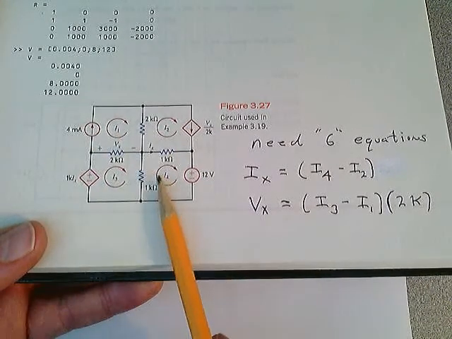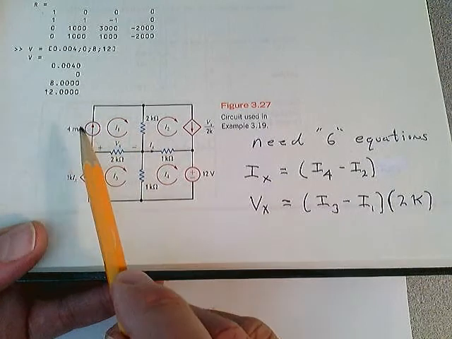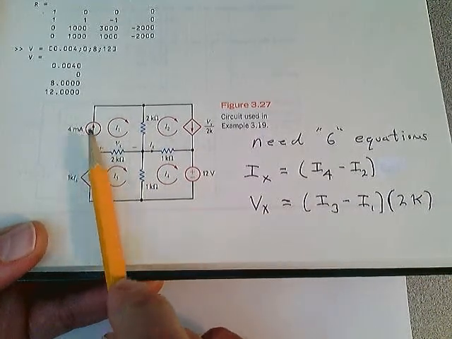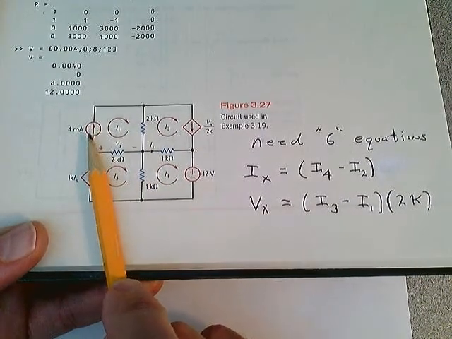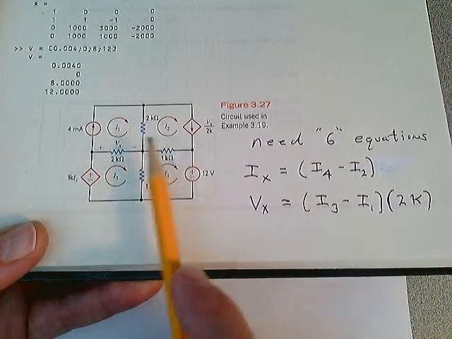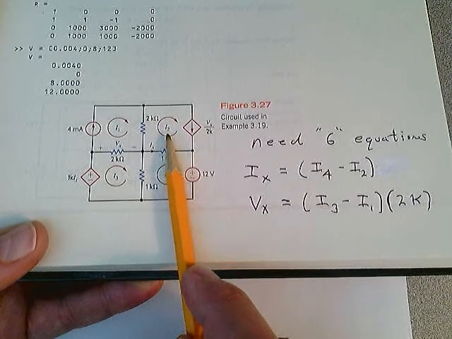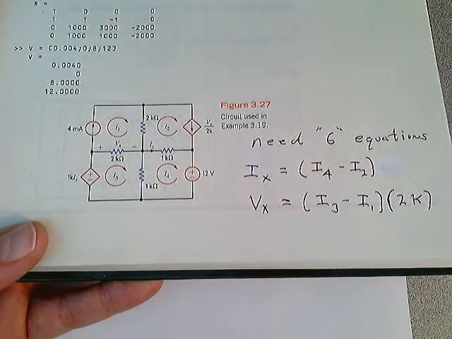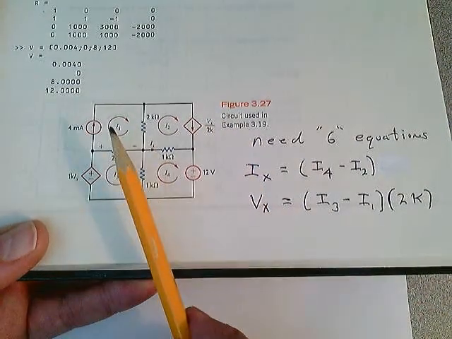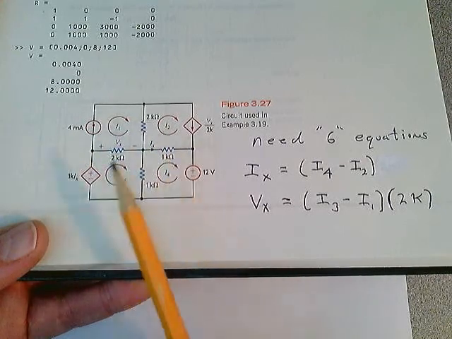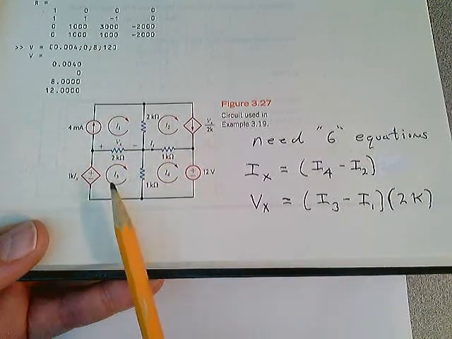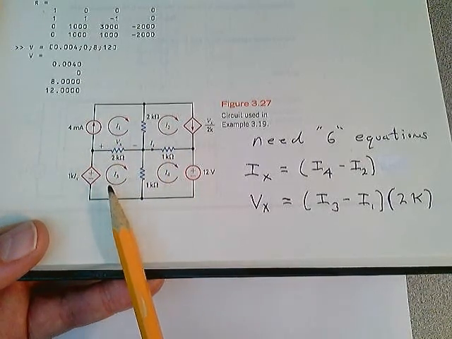1, 2, 3, 4. I1 is the only current going through that current source. So right away you know I1 is equal to 4 milliamps. I2 is the only current going through this current source. So right away you know I2 is equal to Vx over 2K. So you have 4 equations. You have to write a loop equation for 3. You need a loop equation for 4.